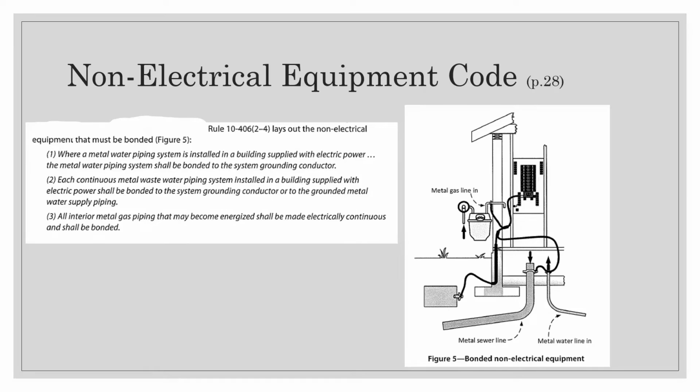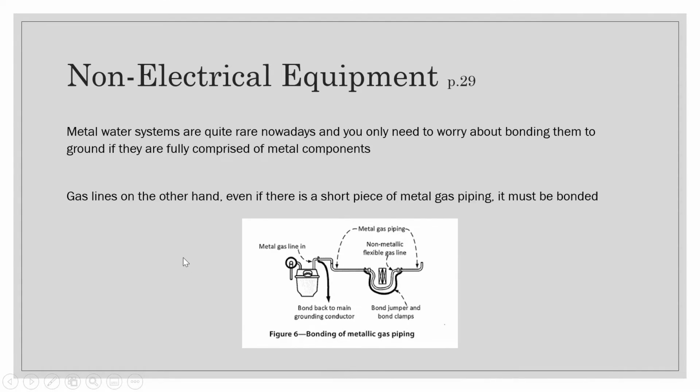So I won't go into it, but Rule 10-406 of Rule 2 to 4 lays out the components in your house that need to be bonded to ground. Gas, again, is probably the most important. And if you're dealing with metal water systems, then you only have to worry about it if the entire system is comprised of metal.